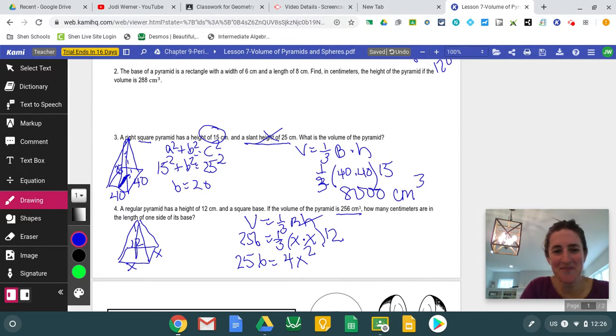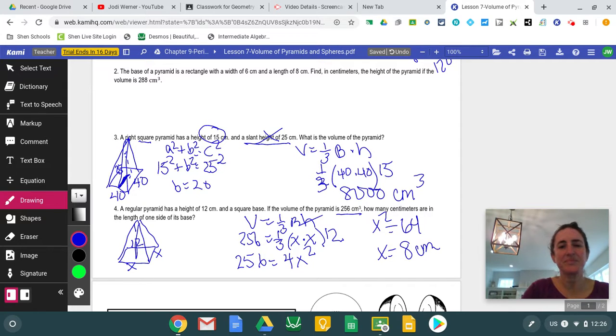Look where we're going. Divide both sides by 4: X squared equals 64. And that's so fun. X is 8. And guess what? Each side or length of the square base is 8 centimeters.